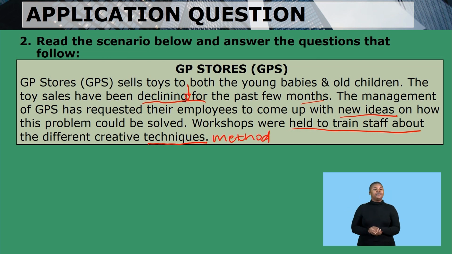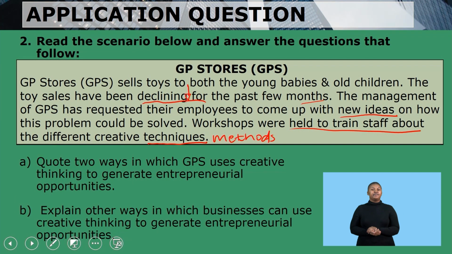So workshops were held to train the staff about different creative techniques, or you can say methods. So the first question says, quote 2 ways in which GPS uses creative thinking to generate entrepreneurial opportunities.